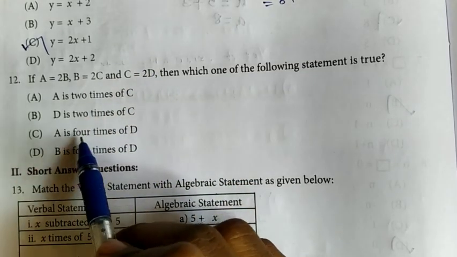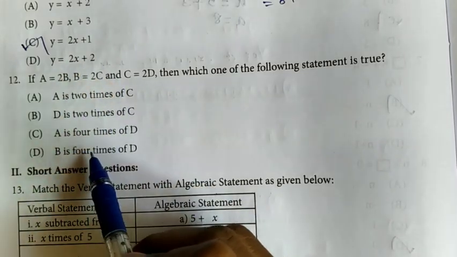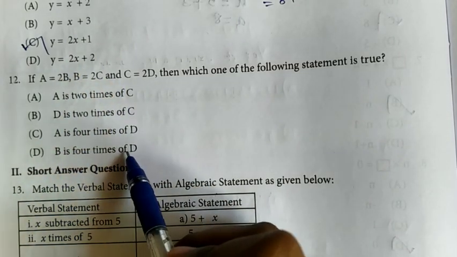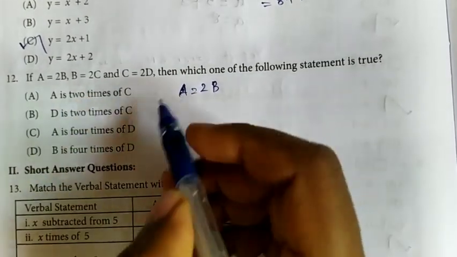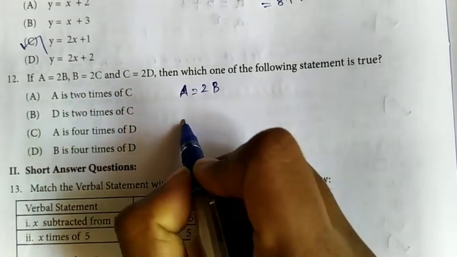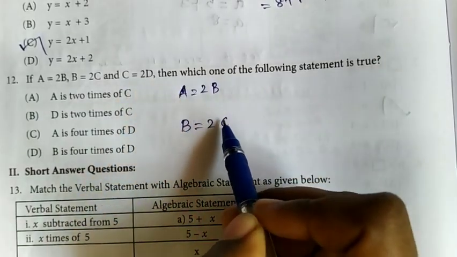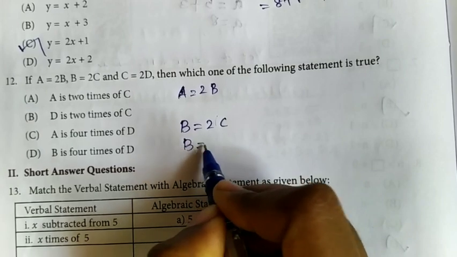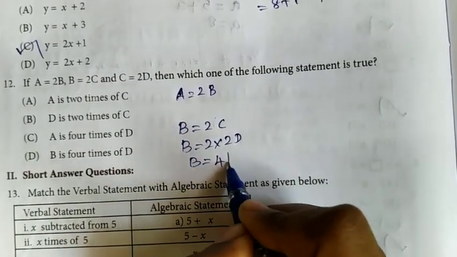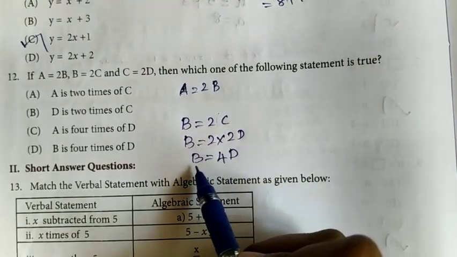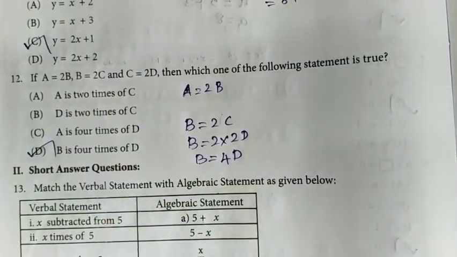Then third is A is 4 times of D. We can't relate this. So go for option D. B is 4 times of D. We can relate this. Take the values of B and C. B equal to 2C. Substitute the value of C in here. So we get B equal to 2 into 2D. So B is equal to 4D. So we get B is 4 times of D. So option D is the correct answer.